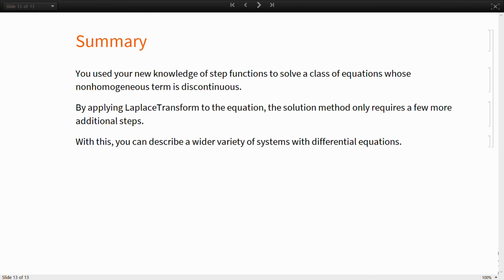In this lesson, we used our knowledge of step functions to solve a certain class of differential equations where the non-homogeneous term is discontinuous. By applying the Laplace transform to the non-homogeneous differential equation, we were able to obtain a solution to the initial value problem quite easily. With these methods, we can describe a wider variety of systems with differential equations than we had before.